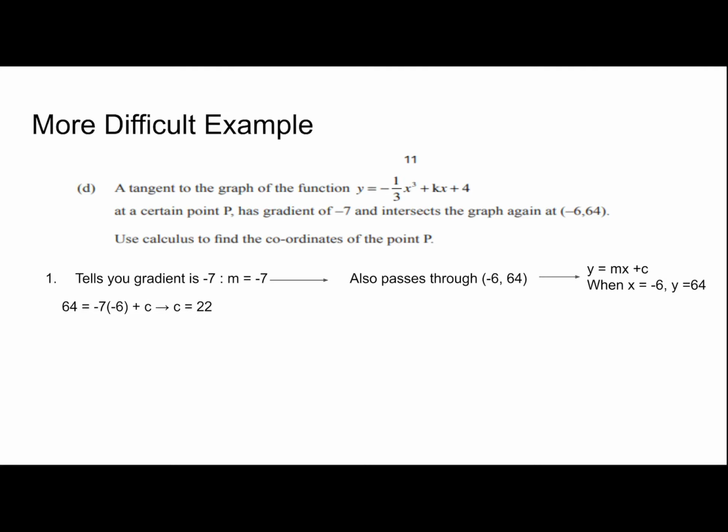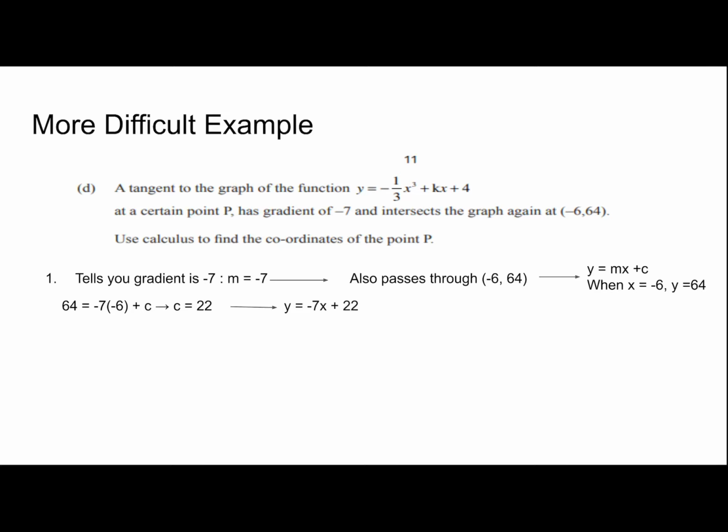So we should see 64 is equal to -7 times -6 plus c. A negative times a negative is a positive, so 42 plus c equals 64, therefore c equals 22. So now we know the equation of our tangent line: y equals -7x plus 22.